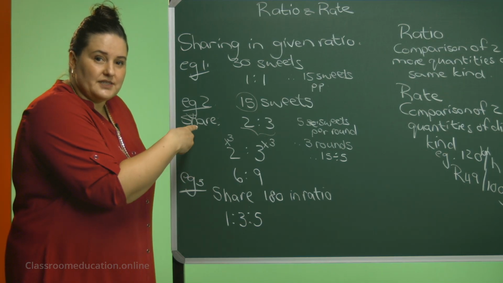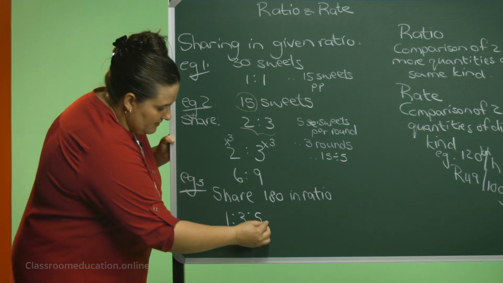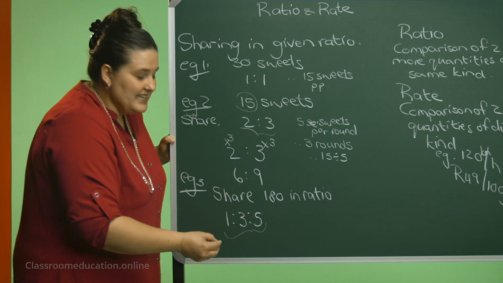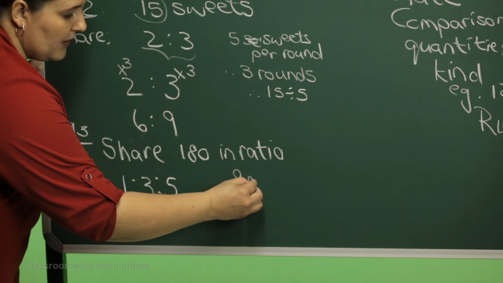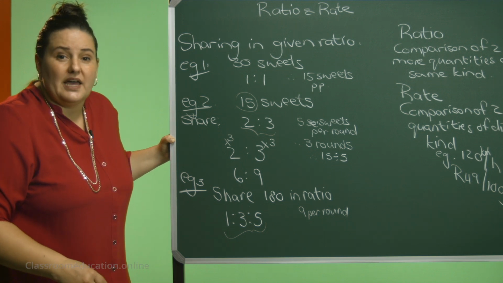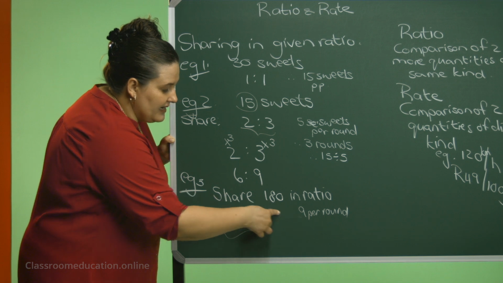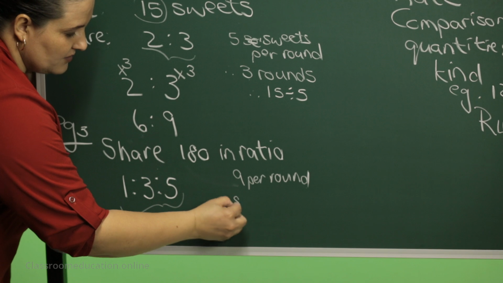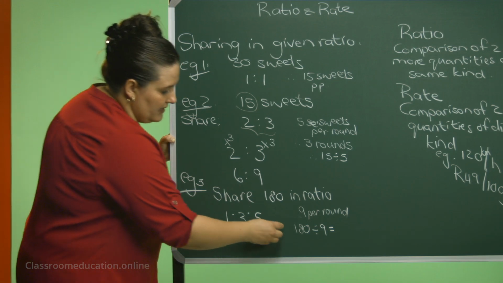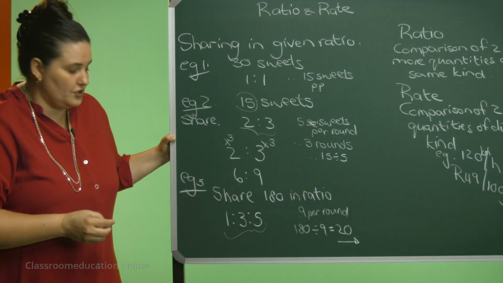Think back to the sweets. How many sweets per round? How did I get that? I added this together. So 1 plus 3 is 4. 4 plus 5 is 9. So I have 9 per round. How many rounds will I have? It depends how many times 9 can go into 180. So take 180 divided by 9. It's 20 times. So I will have 20 rounds.